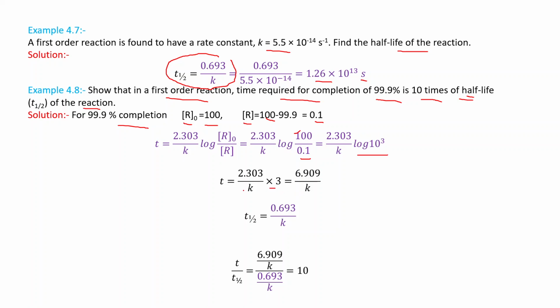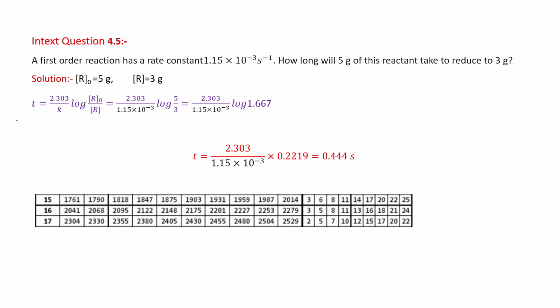This t is equal to 0.6909 by k. Again remember this one. This is the time for 99.9% completion, and for t half this is the formula. Then take the ratio of these two, and this will come to 10.